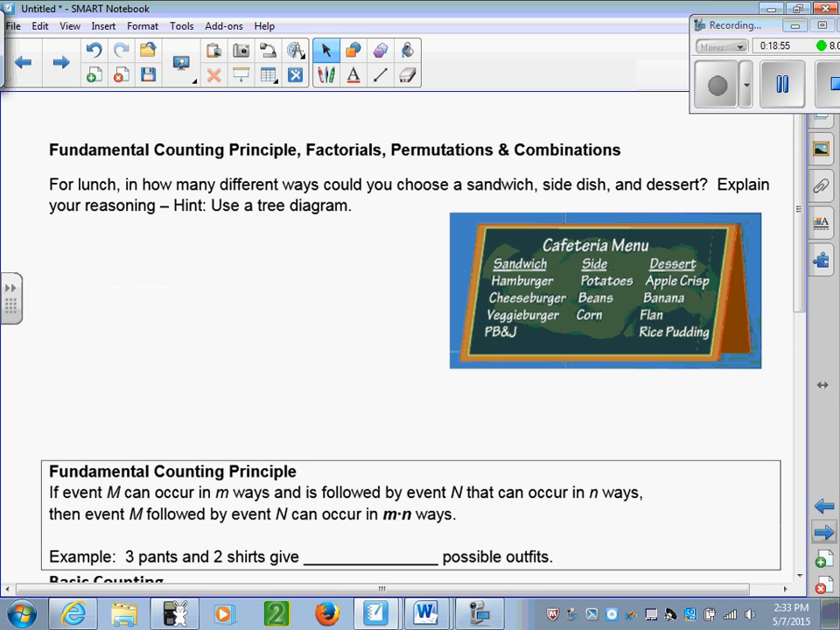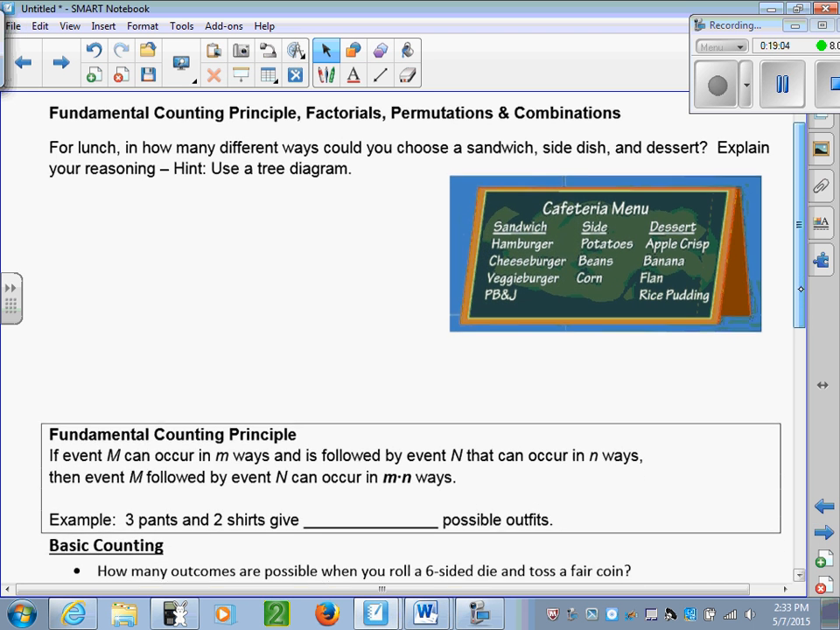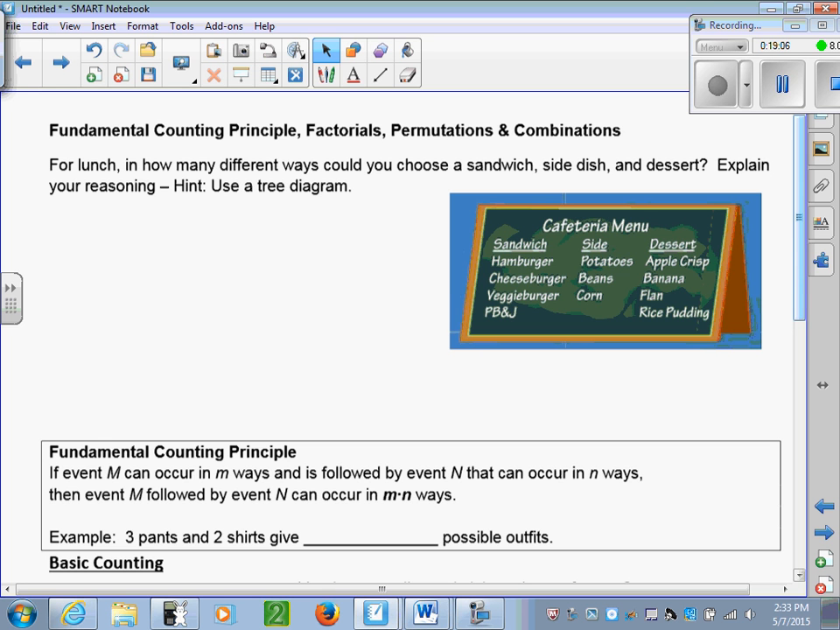So that's it for NormalCDF. The next topic I want to talk about is the fundamental counting principle. I'm not going to spend a ton of time on this. It's really just definitions.